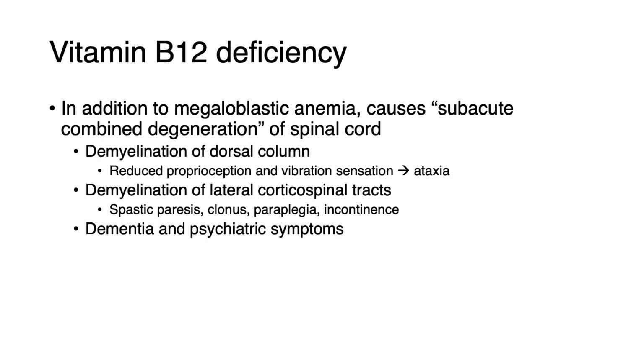So vitamin B12 deficiency, in addition to megaloblastic anemia, can cause severe neurologic problems, so-called subacute combined degeneration of the spinal cord. So you're going to have demyelination of the dorsal column, which leads to reduced proprioception and vibration sensation and progresses to ataxia. You have demyelination of the lateral corticospinal tracts, which leads to spastic paresis, clonus, paraplegia, incontinence, and it can also cause cognitive impairment, dementia, and psychiatric symptoms. So very important to test for B12 deficiency in folks with unexplained neurologic symptoms.